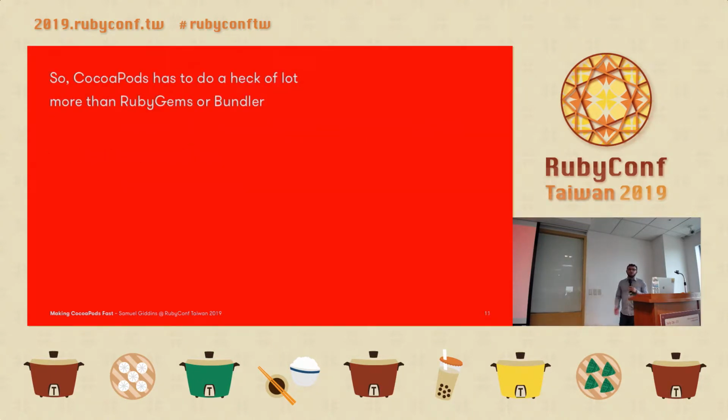So in a way, CocoaPods has to do a lot more than RubyGems or Bundler does, because it has to integrate with this opaque and monolithic third-party thing. RubyGems and Bundler are just kind of like, well, we're gonna make some network calls and download some things and put them on the file system, and then we're gonna set up some global variables, and we're done.